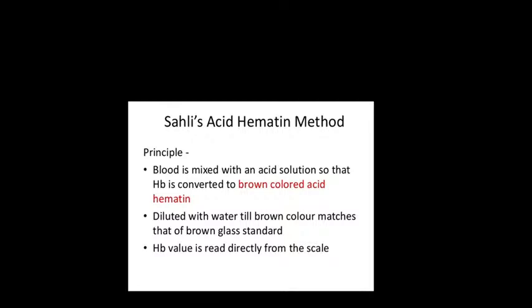The blood that we are taking, we are pricking our finger. We are taking the blood through a pipette and putting it into one tube. And in that tube, we are also adding N by 10 HCl. After some time, 8 to 10 minutes, the N by 10 HCl reacts with the blood, and the RBCs will liberate the hemoglobin. So, the blood is mixed with the acid solution, so that hemoglobin is converted into a brown colored one. It is called acid hematin. So, you slowly dilute this acid hematin with distilled water. Dilute with distilled water till this brown color matches that of the brown colored glass standard.